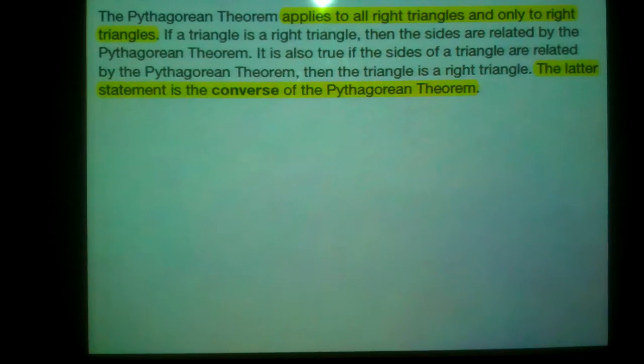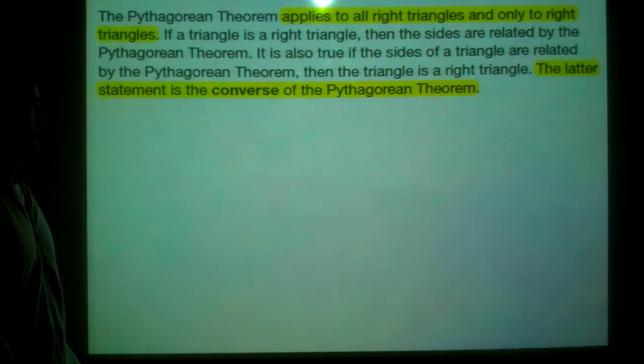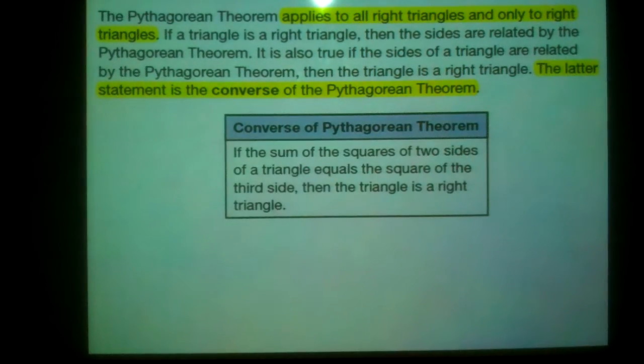Alright, once again I have some things highlighted here. I already brought it up, this theorem only applies to right triangles and only to right triangles. And all of this stuff in here I'm going to try to sum up for you because it gets wordy and it sounds very confusing. But if we take the converse of this theorem, which is actually just the backwards version of it, we get something like this. It says, if the sum of the squares of 2 sides of a triangle equals the square of the 3rd side, then the triangle is a right triangle.